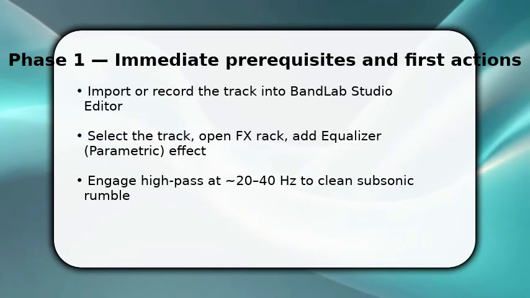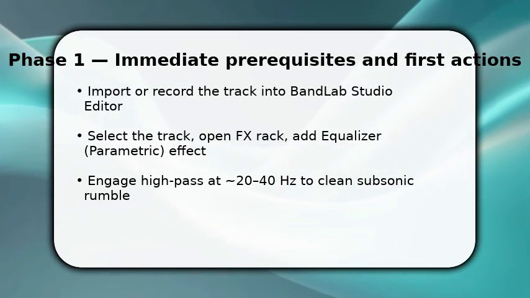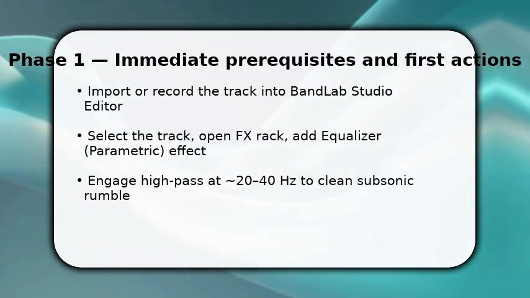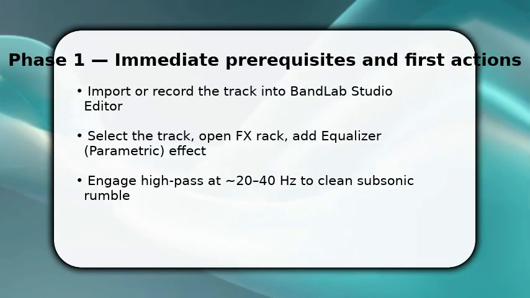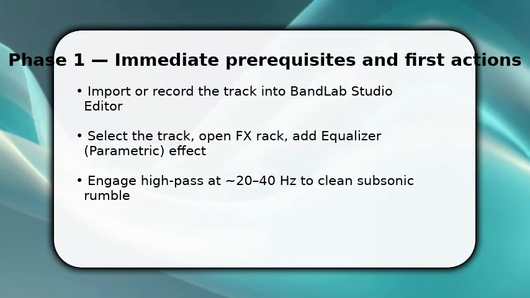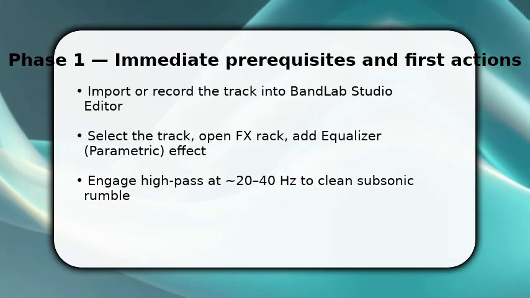You start by loading your song into Bandlab Studio and putting the equalizer on the track or master bus, because the EQ must sit where you want tonal control. Once done, enable a high-pass filter at about 20 to 40 Hz to remove inaudible rumble. This frees headroom. Next, listen through headphones and speakers to confirm the source.